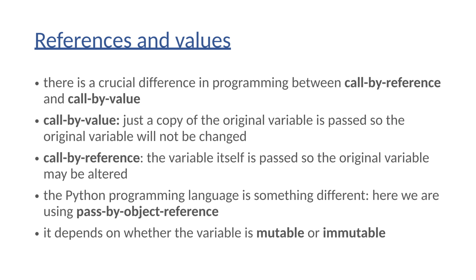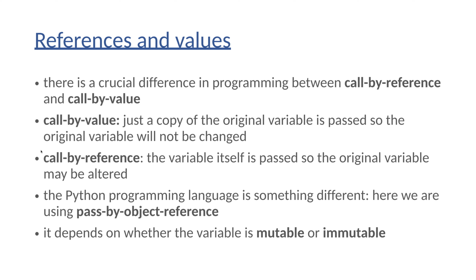What about call by reference? The variable itself is passed, so the original variable may be altered. In Java, for example, we are dealing with call by value when we use primitive types such as int, double, float or something like this, and we are dealing with call by reference with reference types and objects such as, for example, custom objects, array lists, linked lists, and so on. So this is the case in Java.